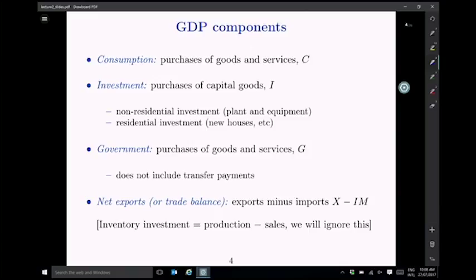So to give you a bit more information, 4 components: consumption, investment, government spending or government purchase, and net export. This consumption is quite intuitive. It basically refers to the goods and services purchased by consumers, and these are the daily consumption that we have. And investment is a bit tricky.